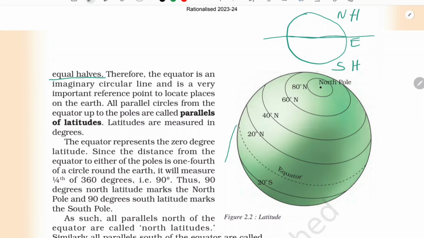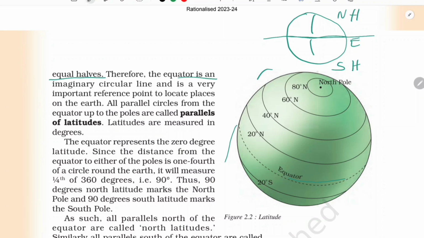The upper portion is the northern hemisphere and the lower half is known as the southern hemisphere, and they are both equal halves. This area and this area are equally divided. See here, you can see this equator. This has been shown from the upward direction in this picture, so you can understand from here.